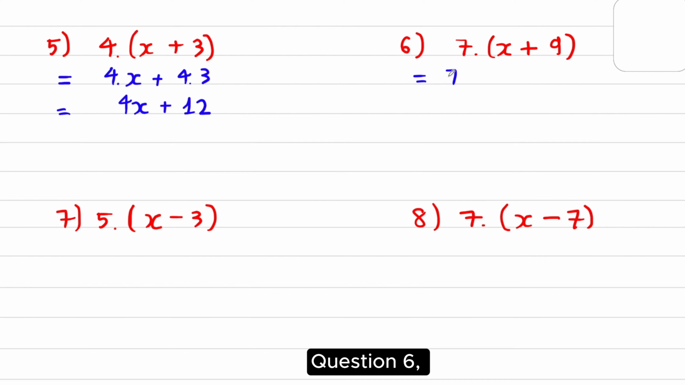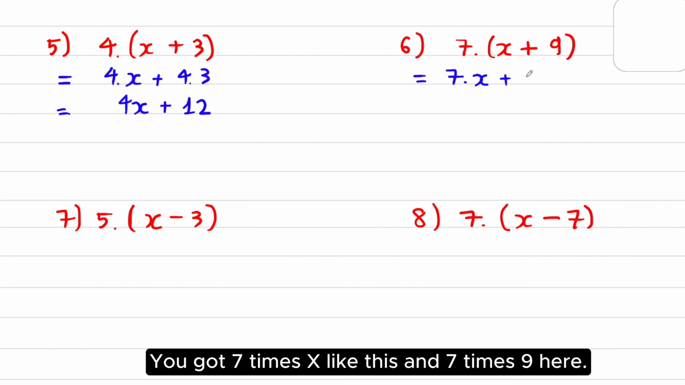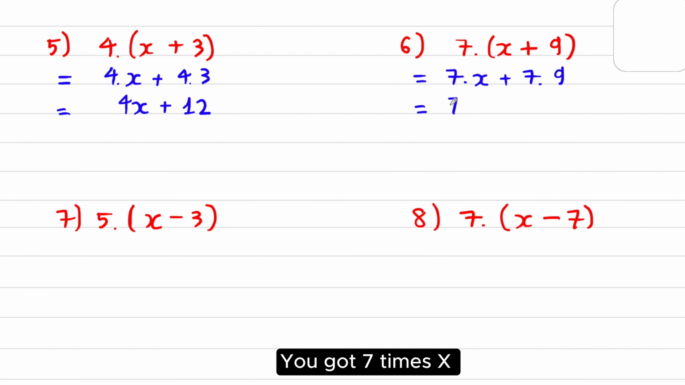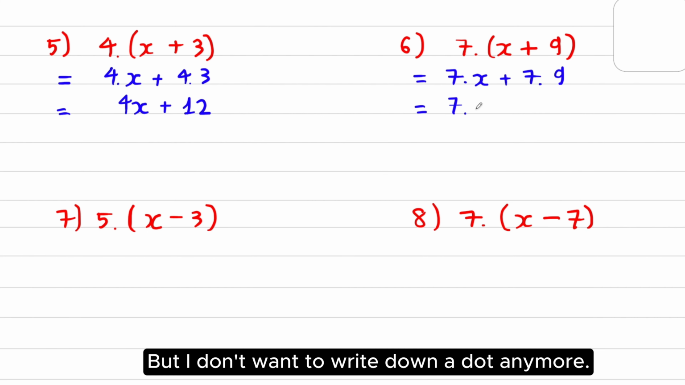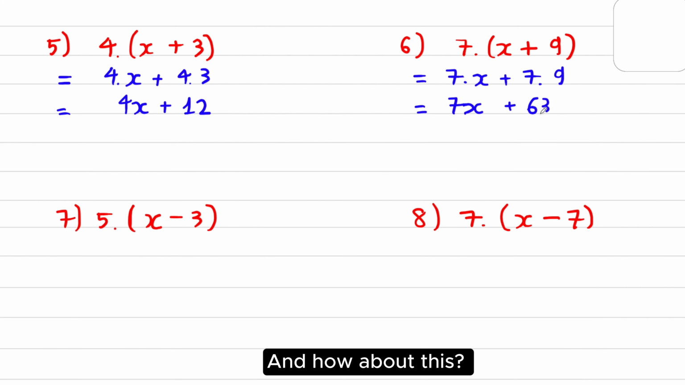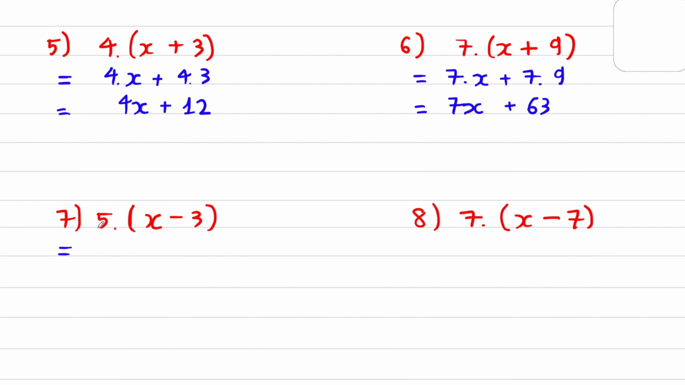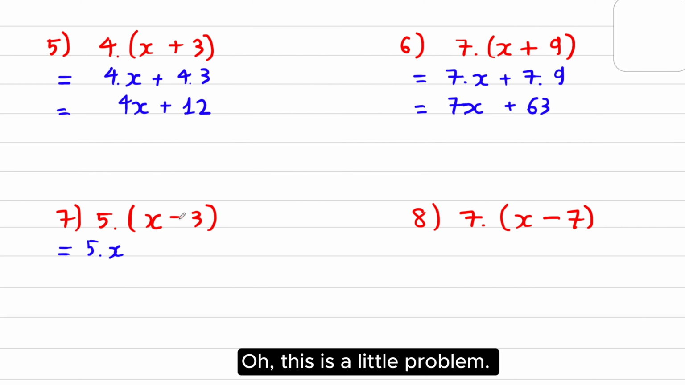Question 6, you have 7 times x, and 7 times 9 in here. 7 times x, but I won't write the dot anymore. And how about this? 63. Yeah. How about this one? 5 times x. Oh, this is a little problem.